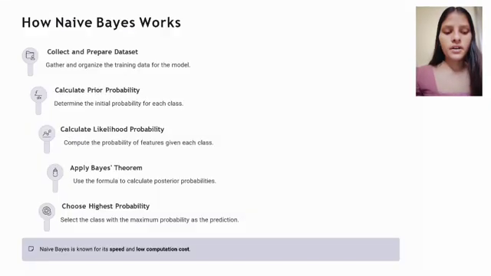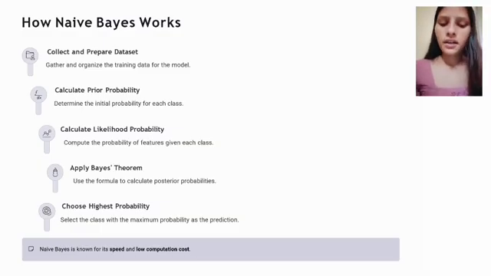So it actually works in steps. The first step is to convert the data set into a frequency table. Second, calculate the prior probability of each class. Third, find the likelihood probability for each feature value given the class. Then the fourth step is to apply Bayes theorem to calculate the posterior probability for each class. Then select the class with the highest probability as the output. So essentially, Naive Bayes compares the probabilities across all classes and chooses the one that's the most likely to be true for the given input.